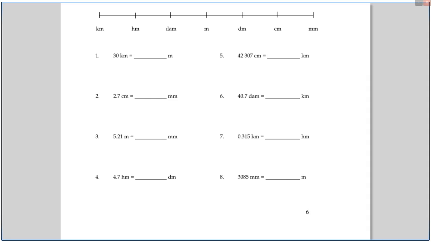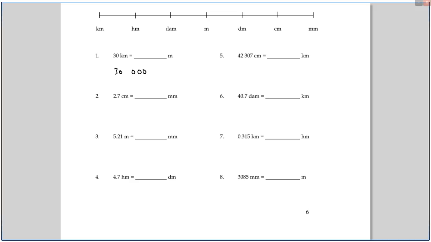Stay with me and watch what happens. Kilometer to meter, 3 jumps. Number gets bigger. Why does the number get bigger? Because the unit got smaller. Good. So how many decimal moves? 3. So how many zeros do I add? So right now it's 30. So you need 3 more zeros. Good. 30,000. 3 jumps.